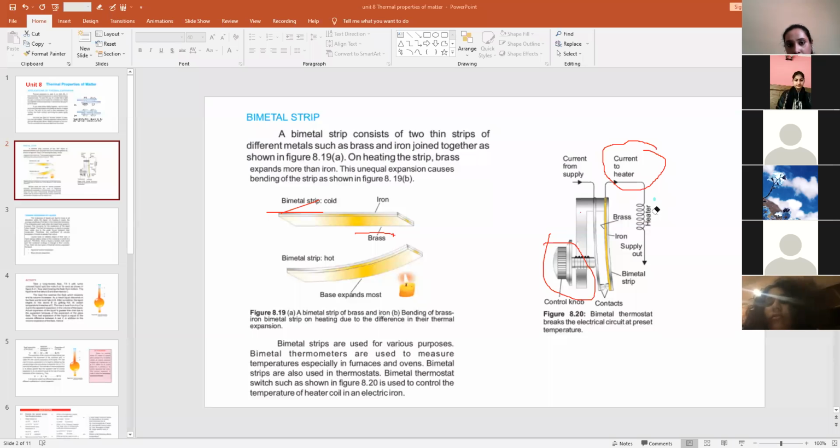When the strip is just bent like this, the contact will be loose from that side and the iron's knob will be off, right? So again we have to cool this bimetal strip, and then again we can use the electric iron. So this is a very common application of the bimetal strip that we are using in our daily life.